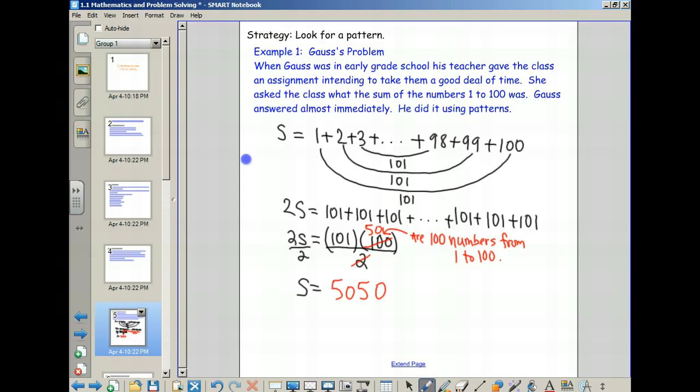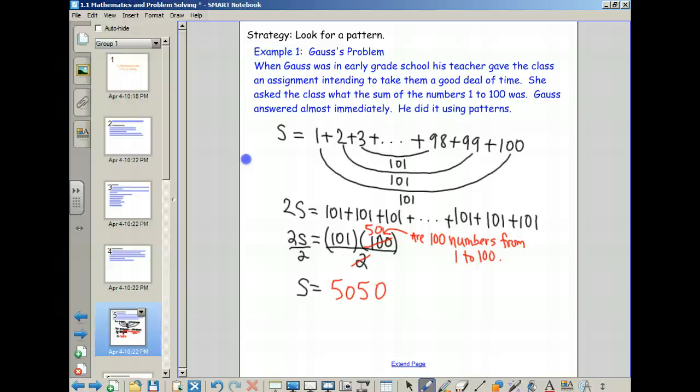And that was Gauss in maybe about 3rd grade. He's a mathematician, obviously well known because I can tell you his name. The deal was, though, he noticed a pattern. And we can use patterns often to solve things that otherwise would have been very cumbersome to work with.